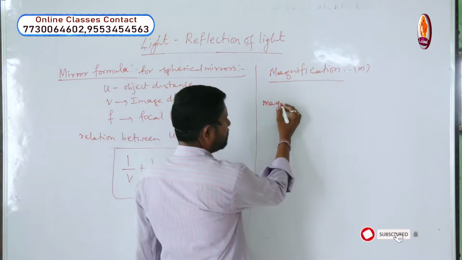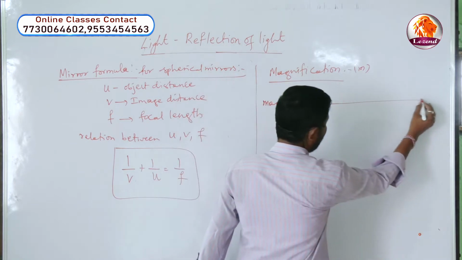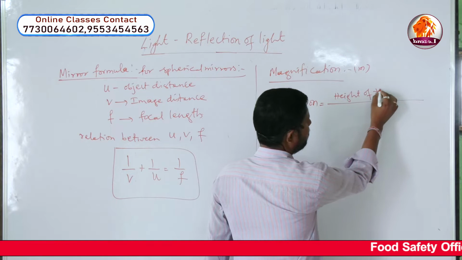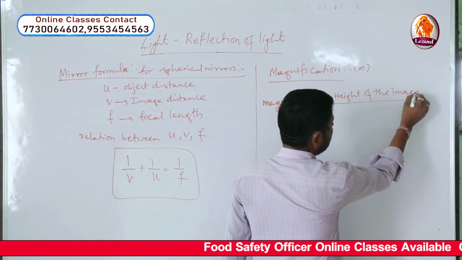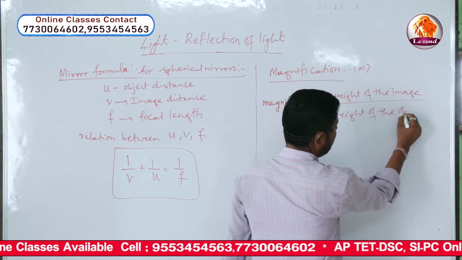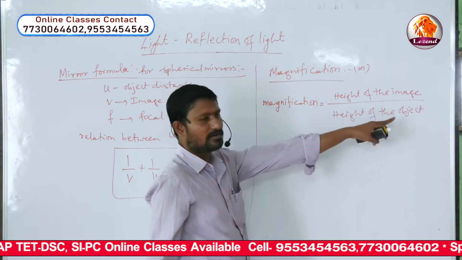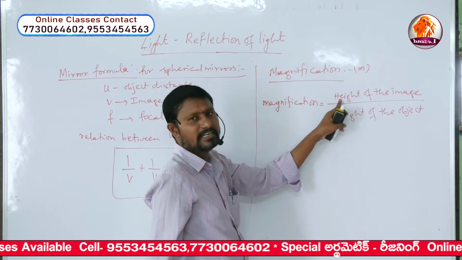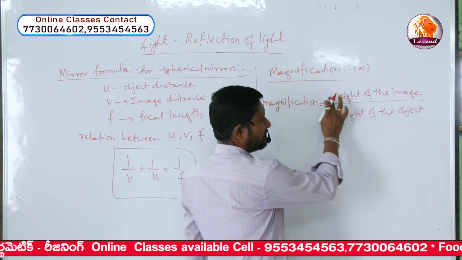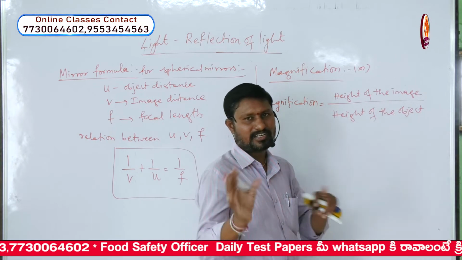So magnification is defined as the ratio between the height of the image and the height of the object, or instead of height, the size of the image by the size of the object. And children get confused here every time. They write the object above and the image below. This is the mistake they repeatedly make.